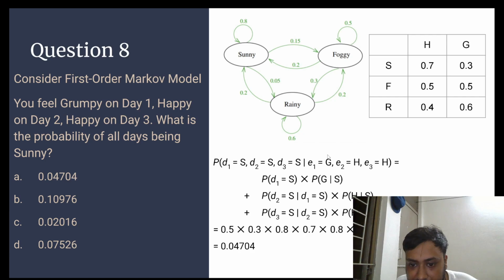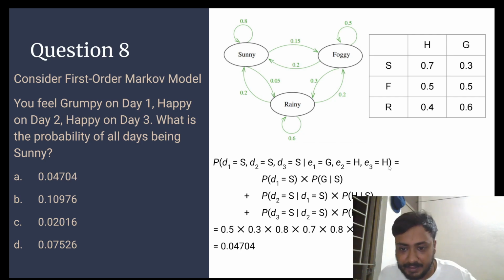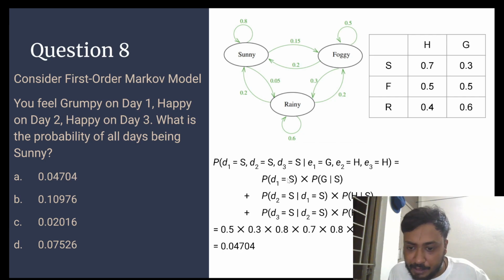Okay. So this is what they have asked. D1 is sunny, D2 is sunny, D3 is sunny, given E1 is grumpy, E2 is happy, E3 is happy. So you need to again follow the same way of doing it. So you are trying to find out the probability of each day being sunny.